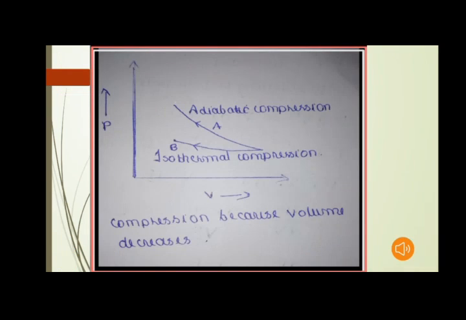Here another graph is given, pressure on the y-axis and volume on the x-axis. Here we can see two curves, one is marked as A and the other as B. We need to find which is adiabatic and which is isothermal curve. So by looking at that, we can understand A has greater slope and is much steeper than B.